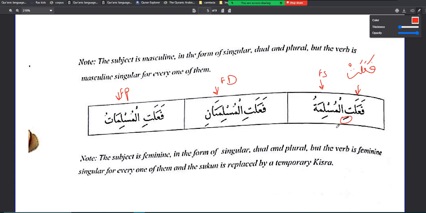Yes. Fa'alatil muslimatu. Right? And the subject is feminine in the form of singular, dual, or plural. Al muslimatu, al muslimatani, al muslimatu. But the verb is feminine. So the feminine verb is used because the doer, the outside doer, or the subject is feminine. That's why a feminine verb is used, singular for every one of them, and the sukoon is replaced with a temporary kasra. Okay, so this is fa'alat al-muslimatu. So how do you say this? Fa'alat al-muslimatu, one female Muslim did. Fa'alatil muslimatani, two female Muslims did.